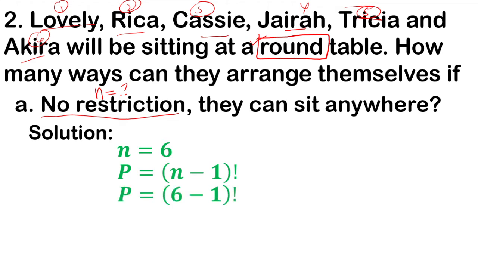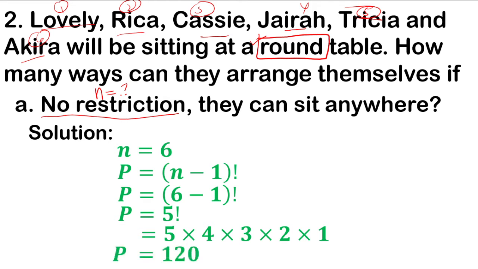So, magiging 6 minus 1 quantity factorial. And 6 minus 1 is 5. So, 6 minus 1 quantity factorial is equal to 5 factorial. And 5 factorial is evaluated as 5 times 4 times 3 times 2 times 1. And that is equal to 120. So, Lovely, Rika, Cassie, Jaira, Trisha, and Akira has 120 ways in arranging themselves in a round table.